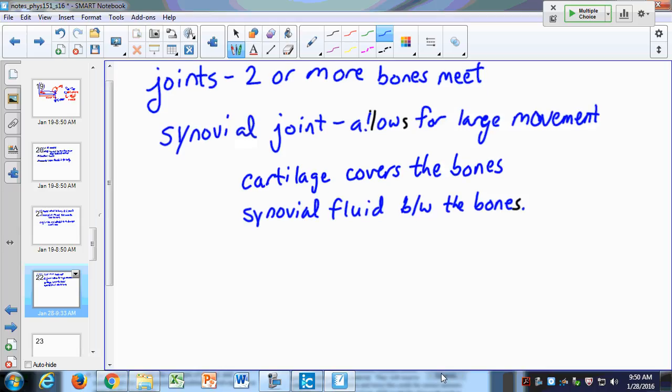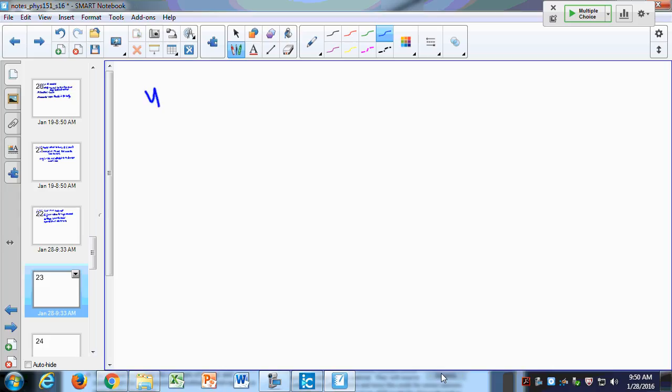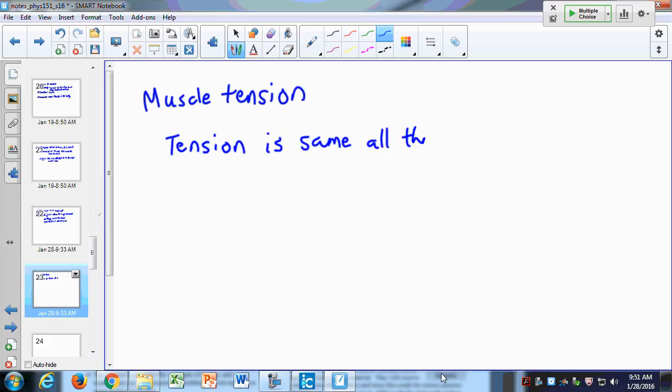We had a question on our quiz about muscle tension. Anytime you have a tension force, the tension is the same all throughout the material. I'll show you what I mean. If I have a piece of string or something, we'll just imagine that this is a rope.